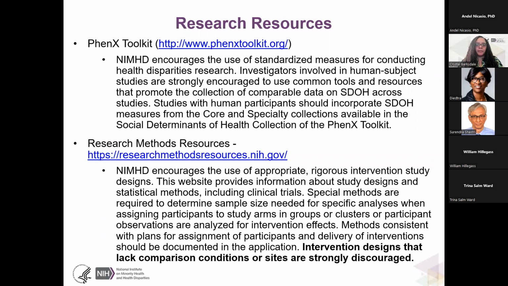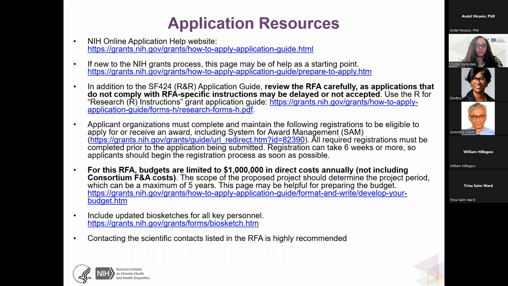Listed here are some research resources that we just wanted to highlight, particularly the PhenX Toolkit and some research methods resources. Again, these are listed in the RFA, but we just wanted to bring your attention to these. They can certainly be used and highlighted in applications. And then application resources, everything from the application guide to information about biosketches. We also want to note that for this RFA, budgets are limited to $1 million in direct costs annually, and this does not include consortium and F&A costs.